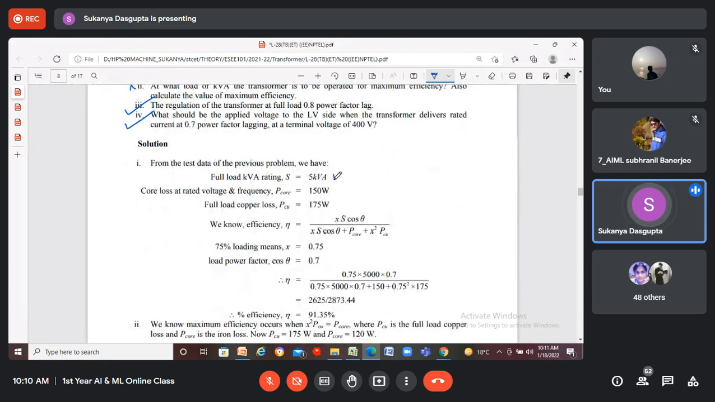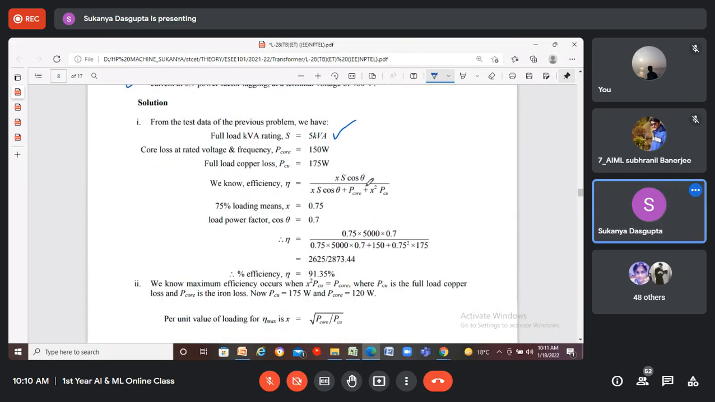So this is the known data, that is the full load kVA rating, 5 kilovolt ampere. Core loss is 150 watt. Full load copper loss 175 watt. These two will be given. These two are known actually, the core loss and copper loss value.